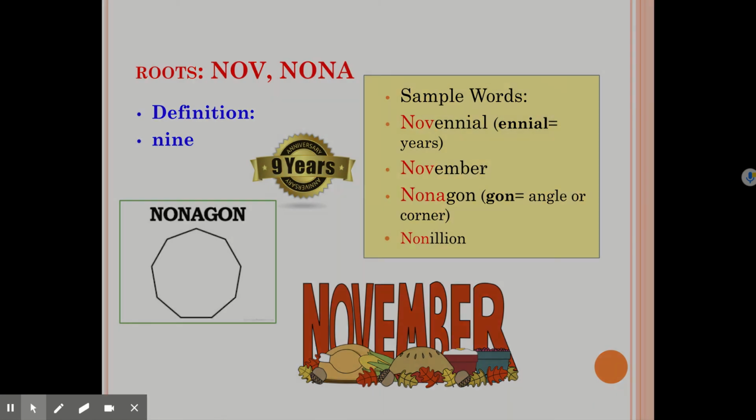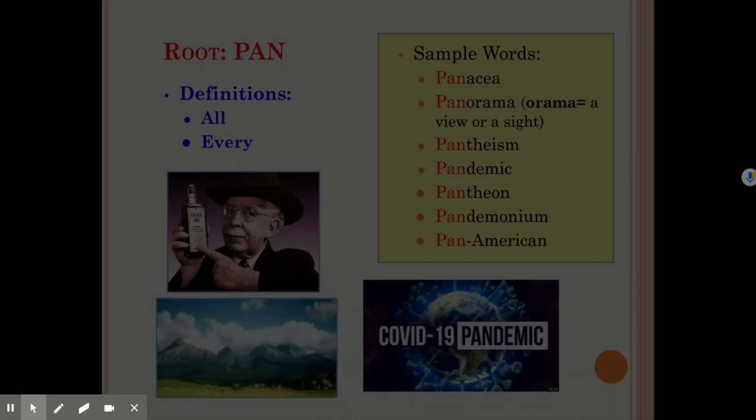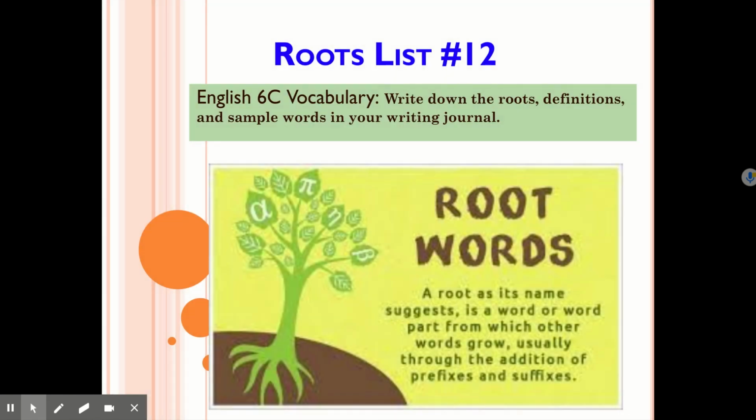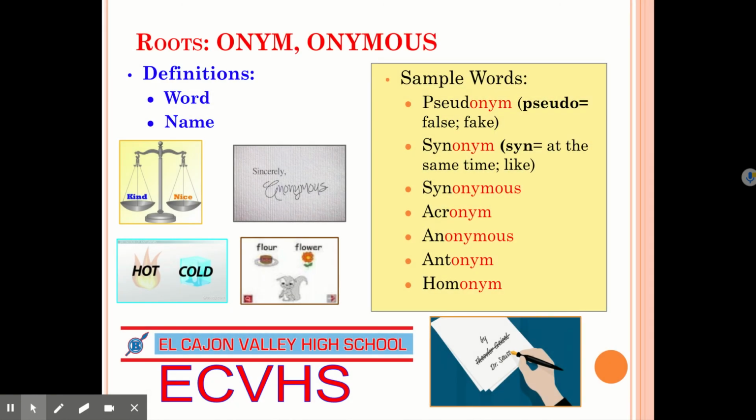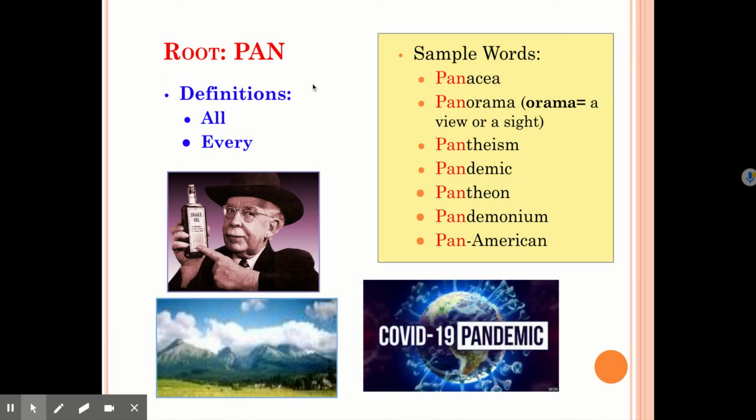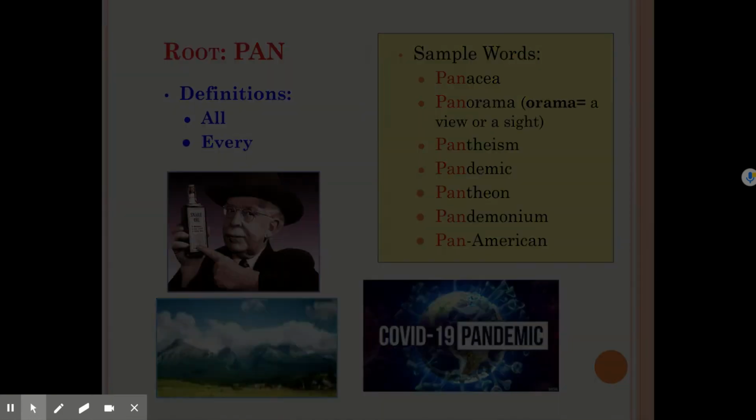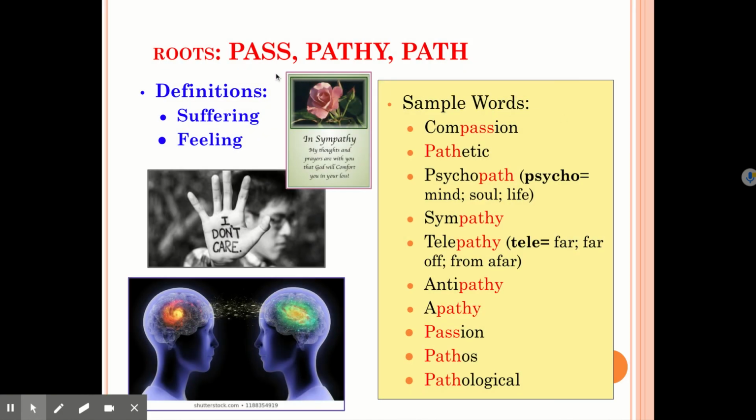So let's just go over and make sure that you have written down all the roots and all of the extra ones. Okay, so here we have the main ones, onym and onymous, word or name, and the extra ones, pseudo meaning false or fake, syn meaning at the same time or like, pan meaning all or every, orama meaning a view or a sight, path, patheme, path meaning suffering or feeling, psycho meaning mind, soul, or life, and tele meaning far, far off, or from afar.